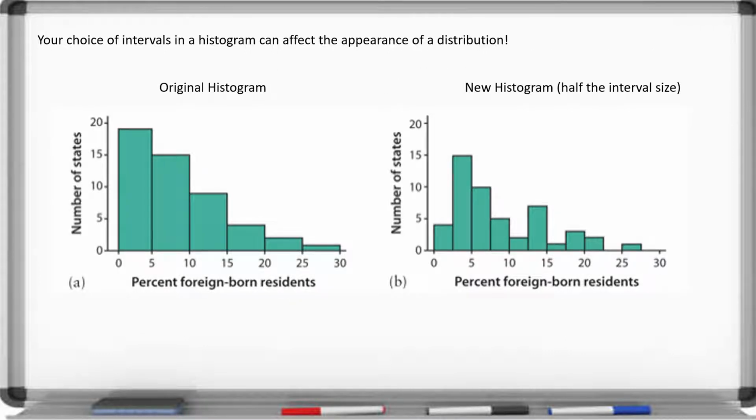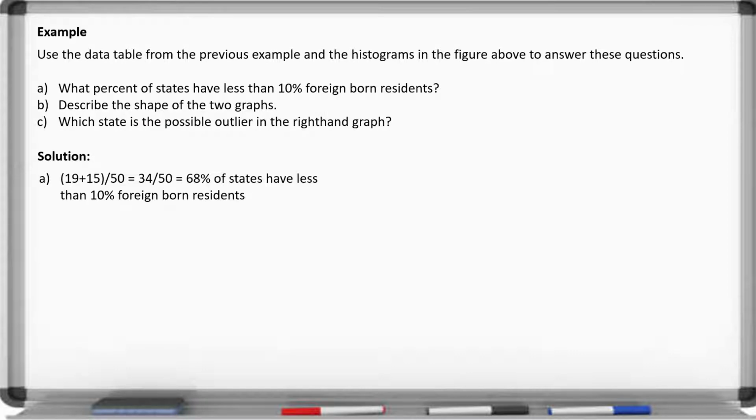So in this case, we have the 19 here, and we have the 15 here. And these states were less than the 10%. So we went ahead and added them and then divided by the total of 50 states, which is 34 divided by 50, or 68%.